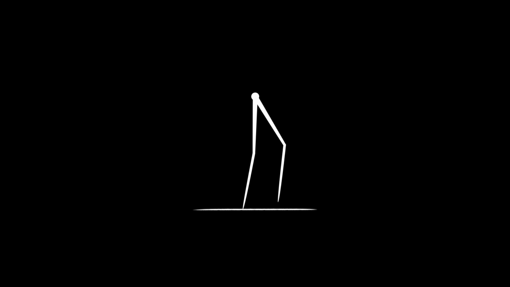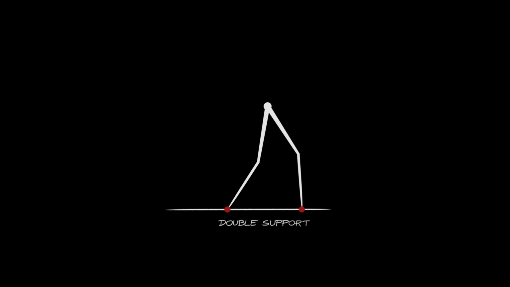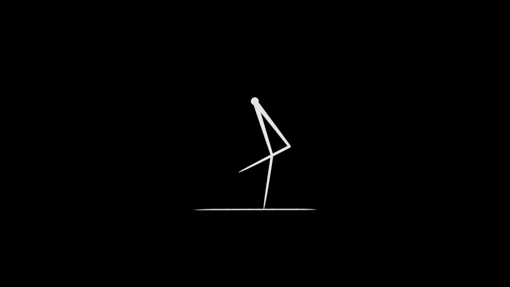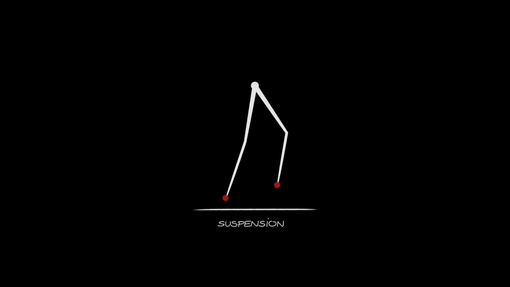When walking, both feet are never lifted at the same time. This results in moments where both feet are on the ground, moments of double support. When running, both feet are never on the ground at the same time. Instead, there are moments where both are in the air, moments of suspension.